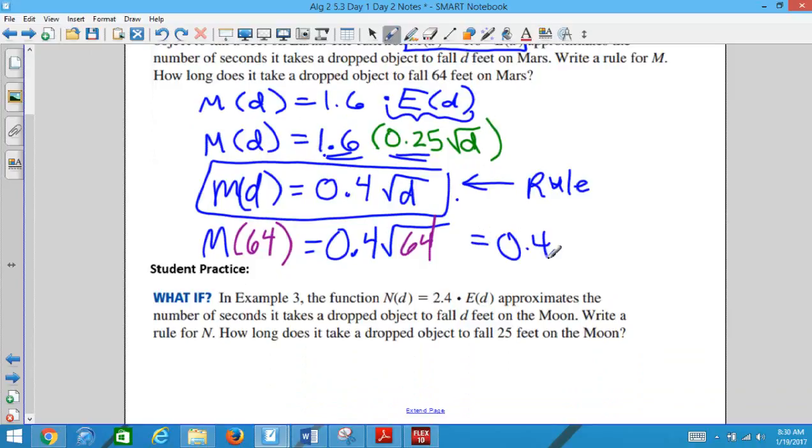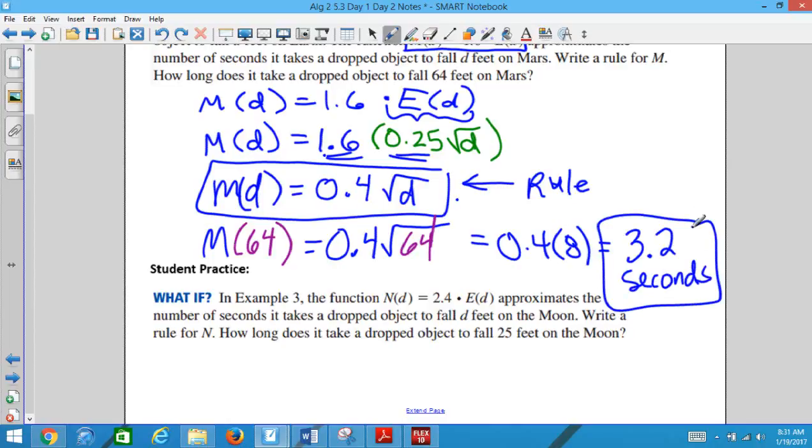So I get 0.4 times 8, which is 3.2. I couldn't understand what you're saying. All right, 3.2, and then this is a real life problem, so 3.2 what? Seconds. Perfect. Seconds. Okay.